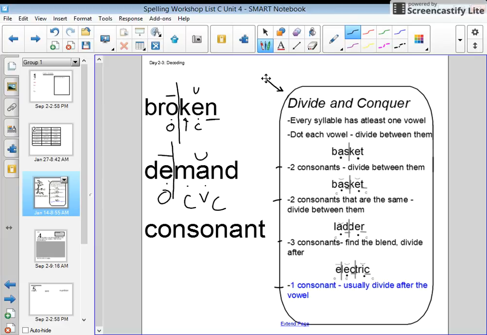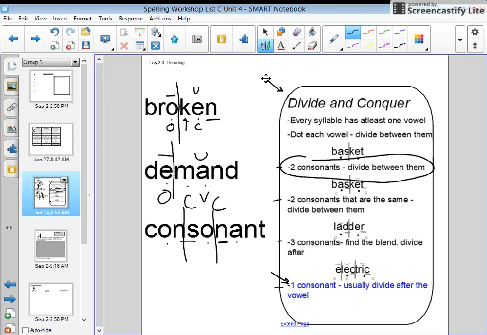All right. And our last one up here, we have C-O-N-S-O-N-A-N-T. Again, your kids are learning that they have to identify the vowels every time. O-O-A. After they identify the vowels, they go through their divide and conquer rules. Between the first two O's, we have N and S. That is our two consonants. Divide between them. Boom. Between the O and the A, we only have one consonant. So that's down here. Usually you divide after the vowel. So between the O and the N.